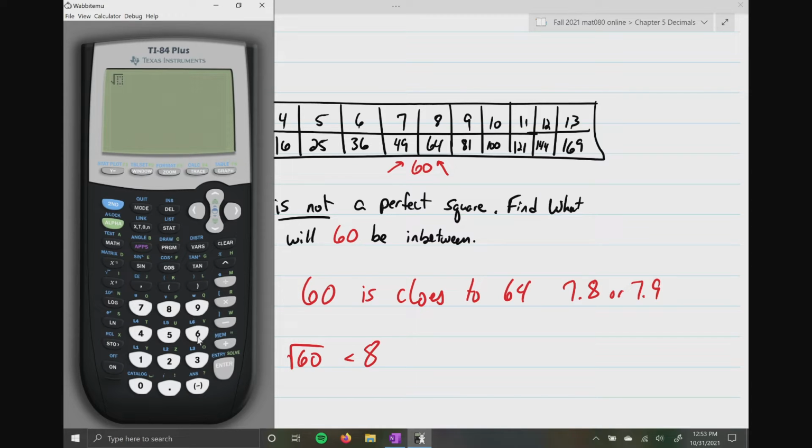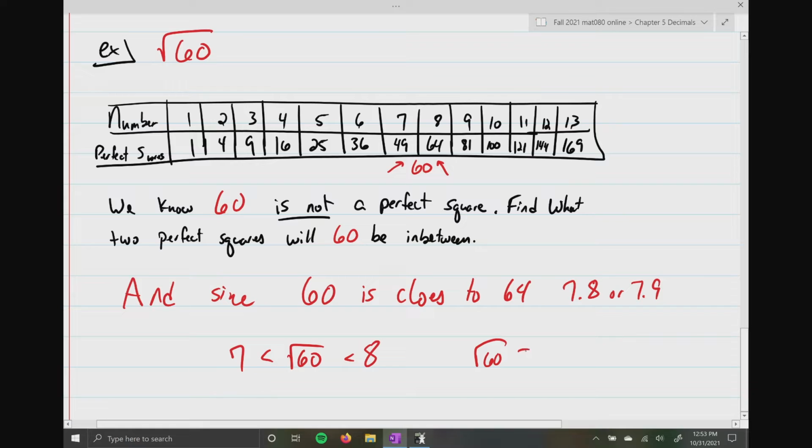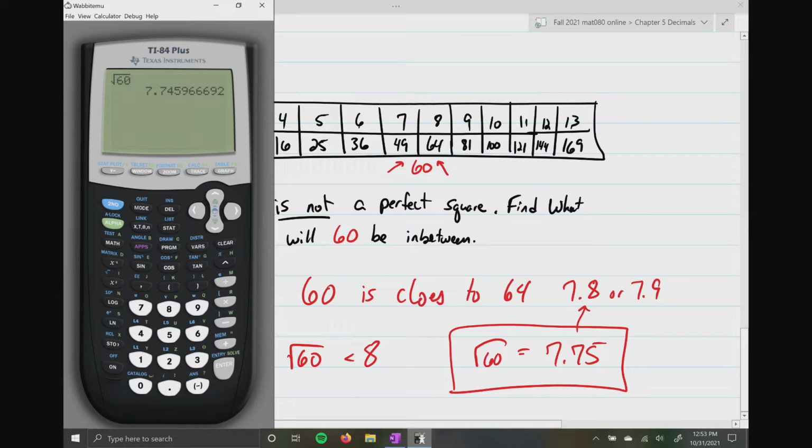I type in 60. And remember, my guess was somewhere like 7.8 or 7.9. So when I go ahead and calculate it, the square root of 60 is 7.75. We'll round it to two decimal places. So square root of 60 equals 7.75, which is really, really close to 7.8 if you think about it. So if you have one of these fancy calculators, you can just type it in.